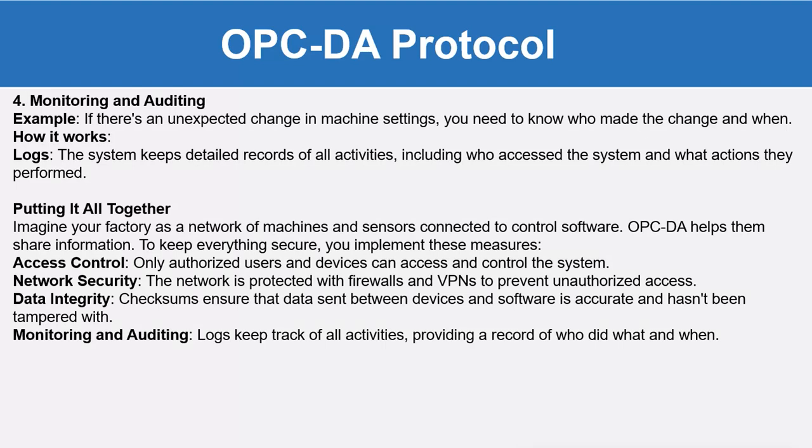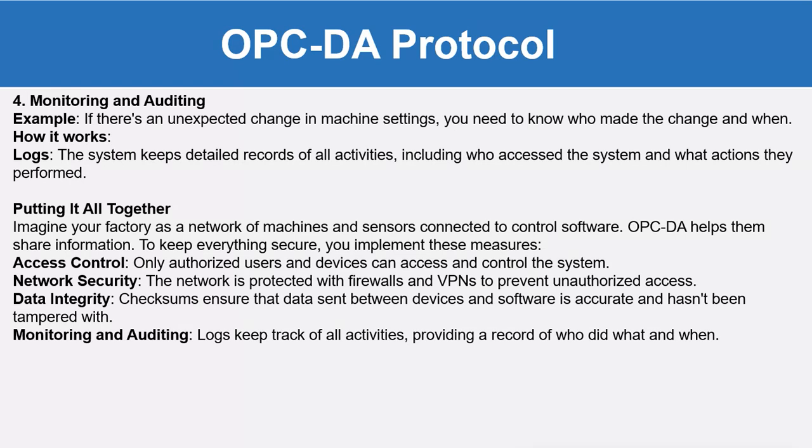Then monitoring and auditing. If there is an unexpected change in machine settings, you need to know who made the change and when. So how it works actually, the system keeps detailed records of all activities, including who accessed the system and what actions they performed.